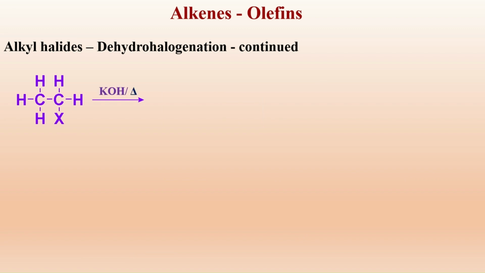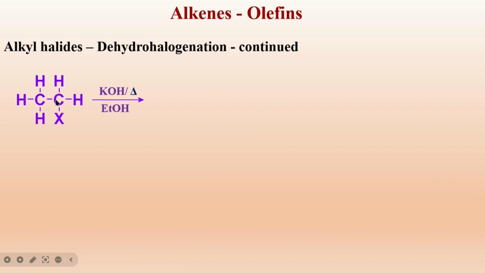I take potassium hydroxide, or alcoholic potash, that is potassium hydroxide dissolved in ethanol. The potassium hydroxide can dissociate into K plus and OH minus. As it is a strong base, OH minus abstracts the hydrogen from the beta carbon. The alpha carbon is the one to which the halogen is attached.